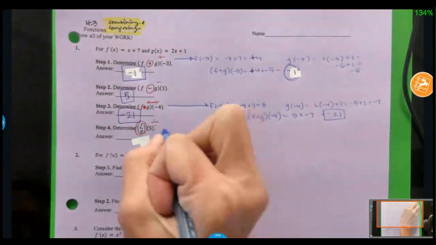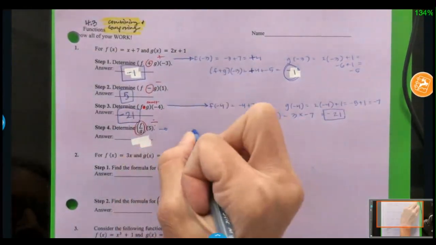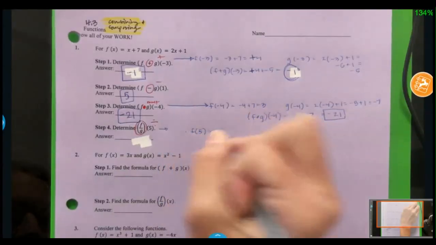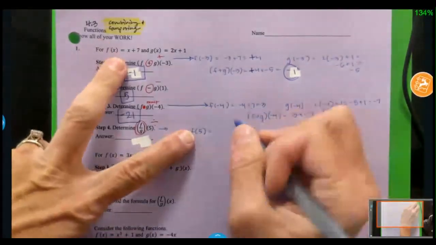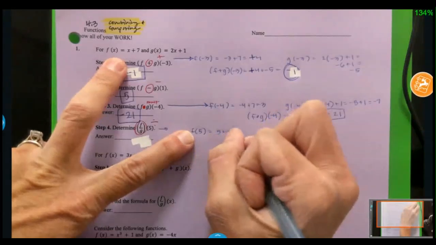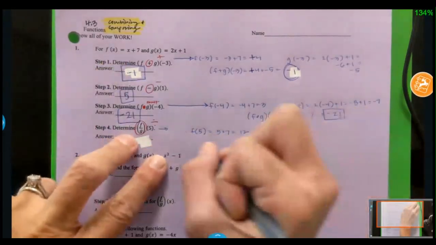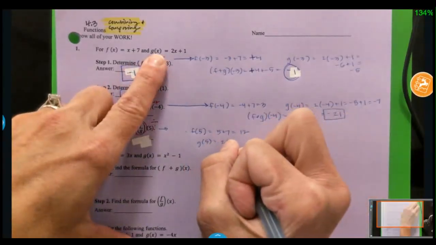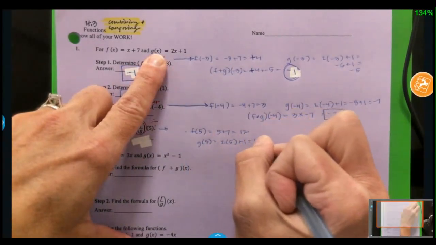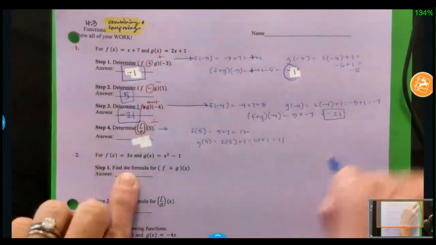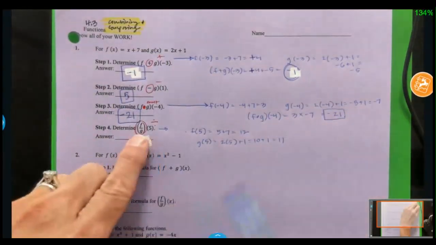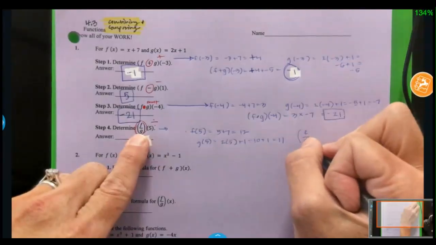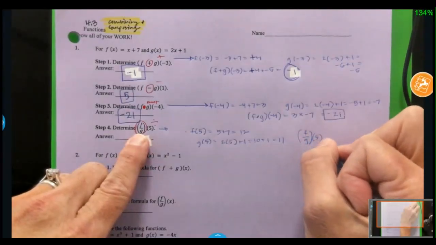And let's do step 4 together. What we need to do is find f of 5. So you go to your f function, you plug in a 5. 5 plus 7 is 12. And then you do g of 5. Go to your g, 2 times 5 plus 1, that's 10 plus 1, which is 11. That's not the answer, though. The question is, what is f divided by g at 5?